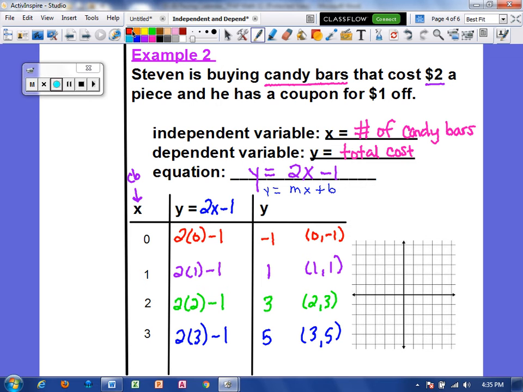And I am going to plot these points. So (0, -1). I start at the origin. And then if y is negative 1, we move down 1. Then I have (1, 1). So I'm going to start at the origin and go right 1 and up 1. (2, 3): I'm going to go right 2 and up 3. And (3, 5): I'm going to go right 3 and up 5. Now, as you can see, all of these dots are in a line. So that means this is a linear relationship.